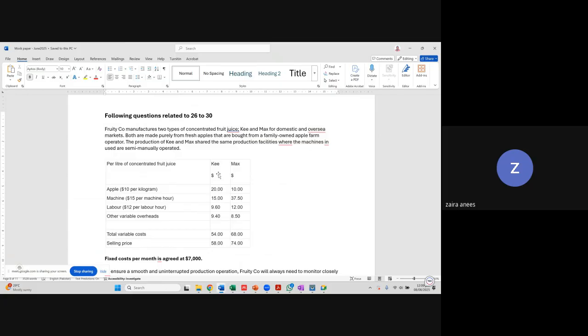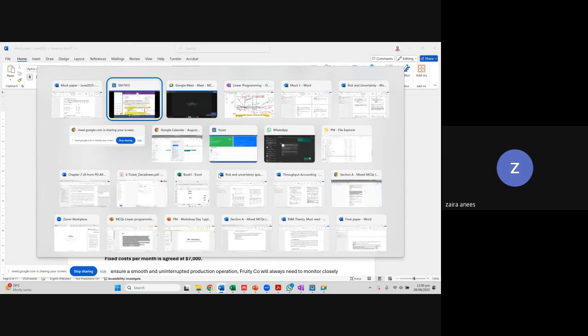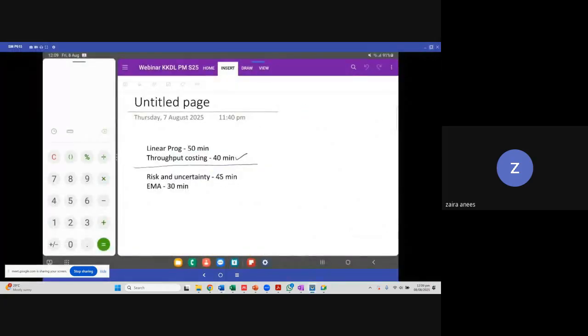So that's basically linear programming. Now we are supposed to do throughput costing. Shall we take a 5 minute break or shall we continue?